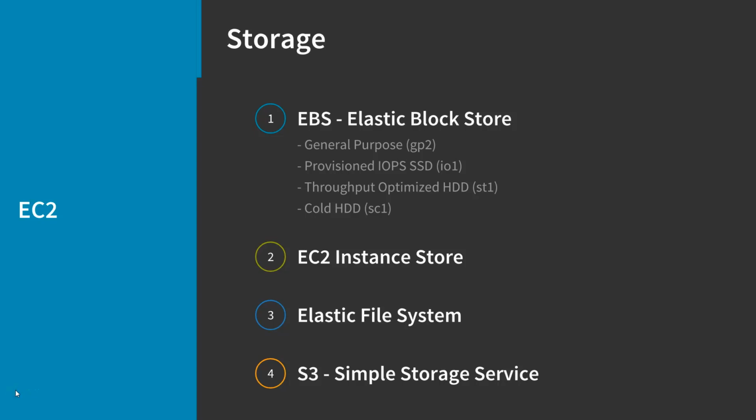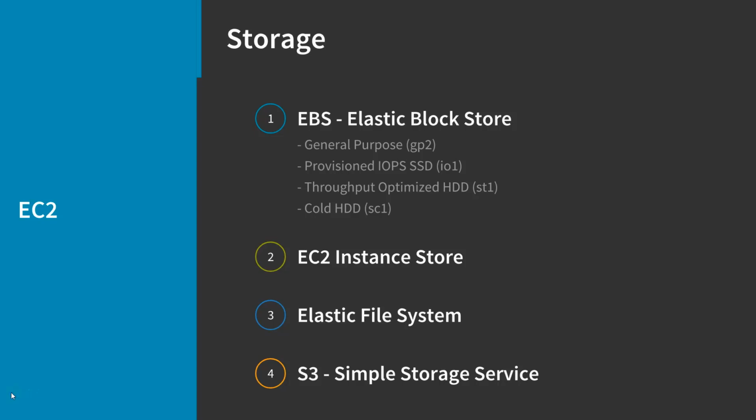Throughput optimized hard disk volumes provide low-cost magnetic storage that define performance in terms of throughput rather than IOPS. With throughput of up to 500 megabits per second, this volume type is a good fit for large sequential workloads such as Amazon EMR, ETL, data warehouses, and log processing.